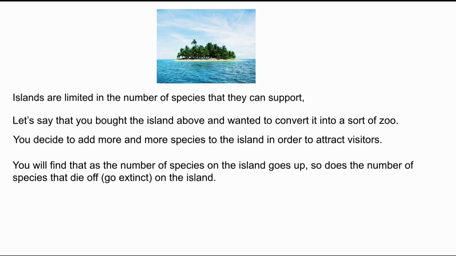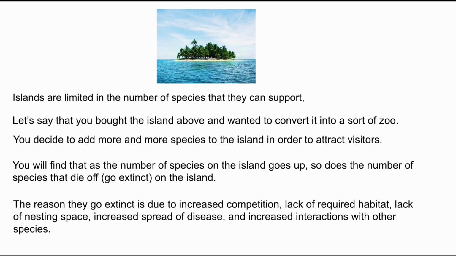That as I increase the number of species on the island, as the rate at which I introduce new species goes up, so does the rate at which species that were already there go extinct, or the new ones go extinct. So the rate of extinction is going to go up. Why is that? Well, that's because we're going to have increased competition for the resources on the island.